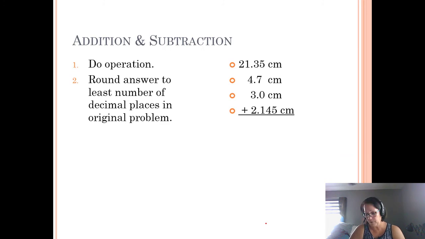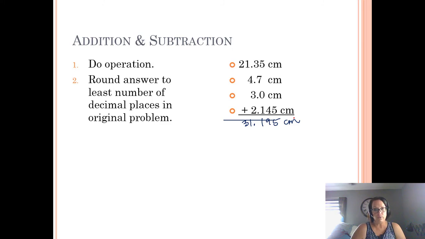You still do the operation first. But you might remember when you learned how to add and subtract in elementary school, it was all about the decimal place. It still is all about the decimal place. So I get 31.195 when I add these up, centimeters. So this is the thing.